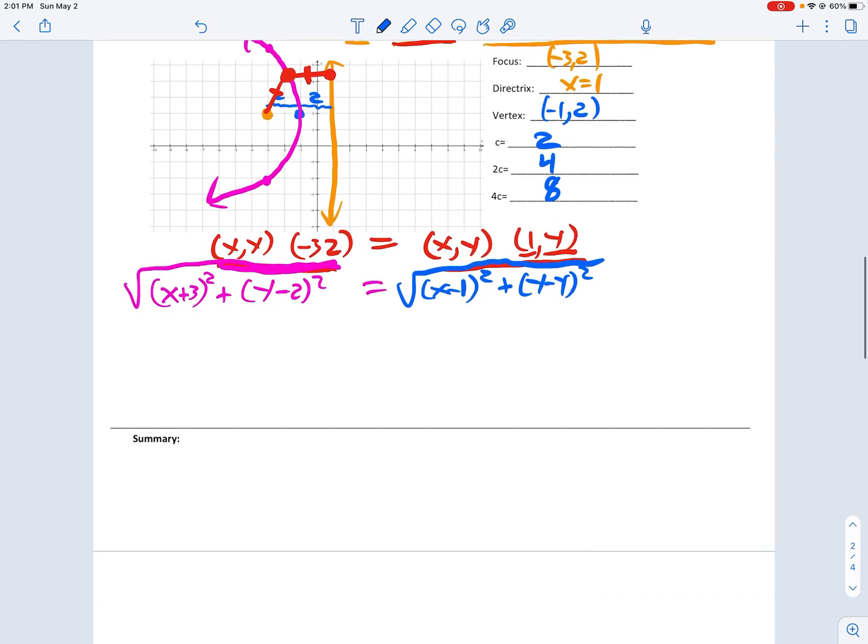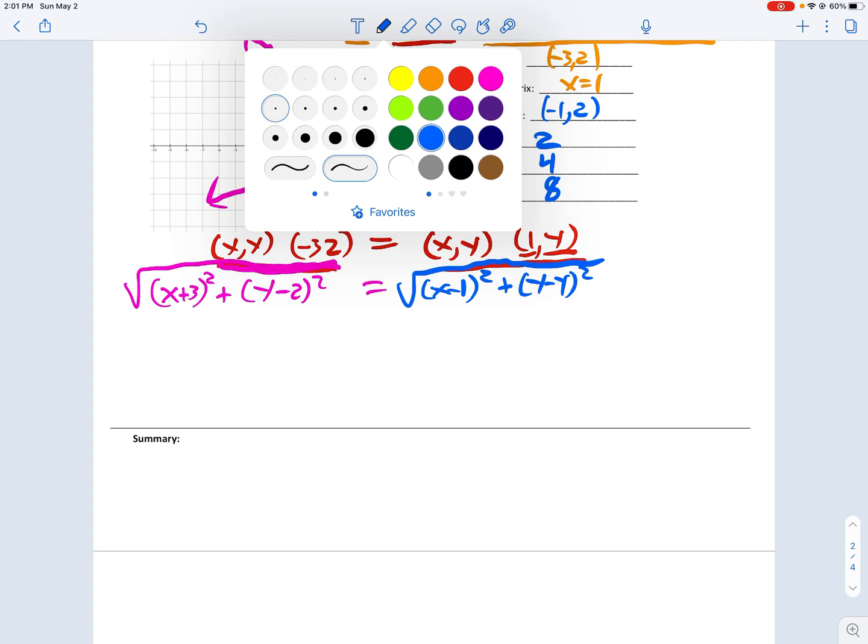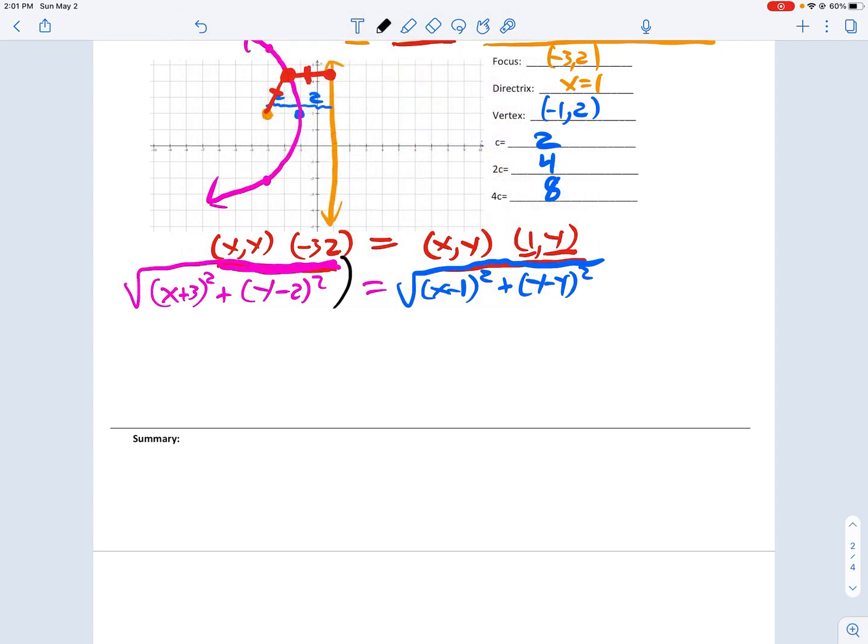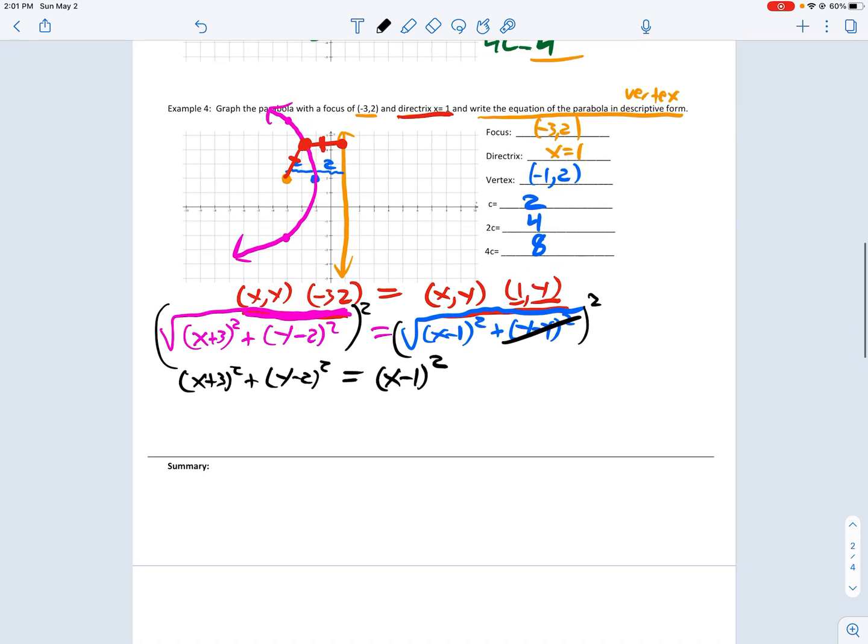Okay, so let's get rid of the square roots, right? That's not that bad. We just square both sides. So this becomes x plus 3 squared plus y minus 2 squared equals, well, y minus y is 0, so this is just x minus 1 squared. Okay, so it's a sideways parabola. It opens to the right.